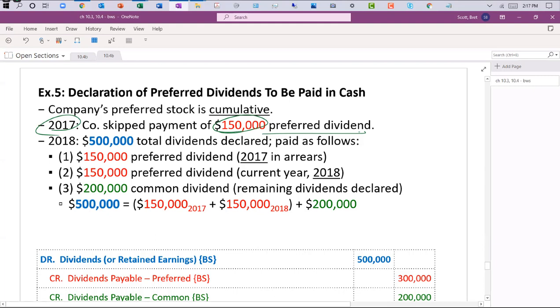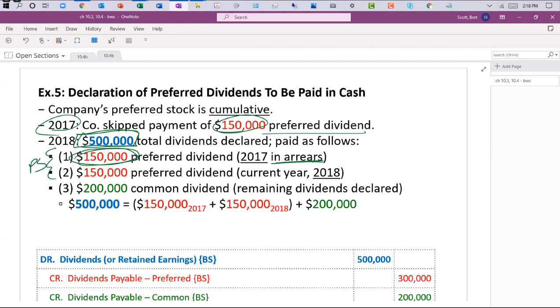2018, the company decides to pay out dividends, and they make the claim that they're going to pay out a big lump sum amount of cash of $500,000 to all the preferred shareholders and common shareholders. Fine. How does this $500,000 get divvied up? Typically, preferred shareholders get paid first. So if preferred shareholders are going first, how do they get paid in that particular order? Well, first, they're going to get paid whatever was in arrears. So if there's any skipped payments in the past, those must get paid to the preferred shareholders first.